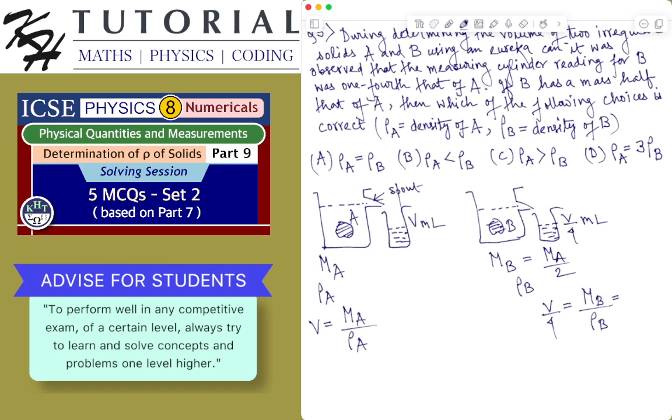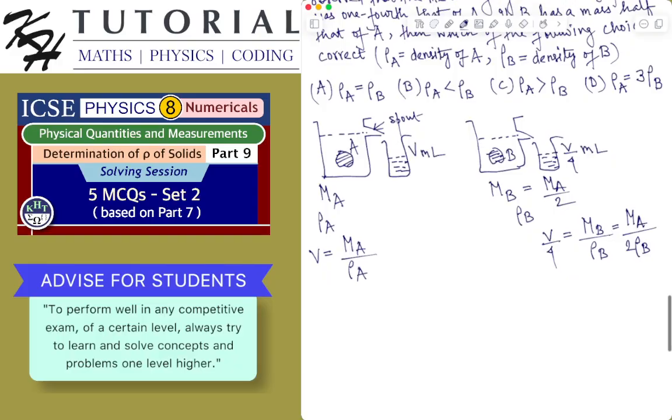Now, what is MB? MB is MA by 2. So MB by rho B becomes MA by twice rho B. So V by 4 is MA by twice rho B, and V is MA by rho A. From the determination of the volume of body A, we got V is MA by rho A. Now in the case of body B, by doing cross multiplication, we can say that V is equal to 4 times MA by twice rho B, which is equal to twice MA by rho B.